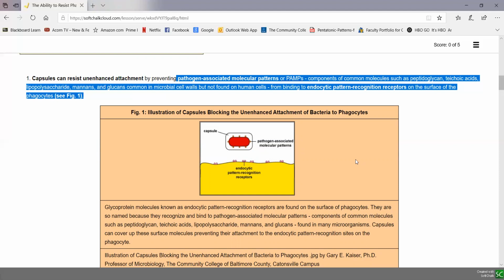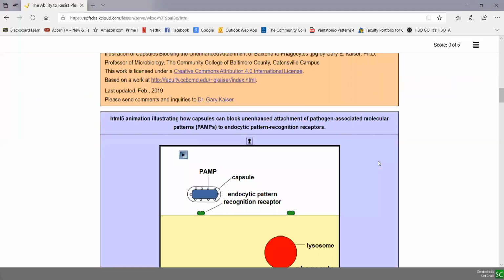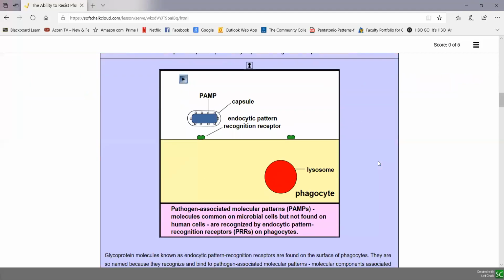But fortunately, we have a body defense against these capsules. Now, the capsule itself is resisting unenhanced attachment, again, covering up the PAMPs so they don't bind to endocytic PRRs. But capsules act as antigens, and we can make opsonizing antibodies against the capsule. So this shows you the role of the capsule here. Notice that the PAMPs on the surface of the bacterium are covered by the capsule.